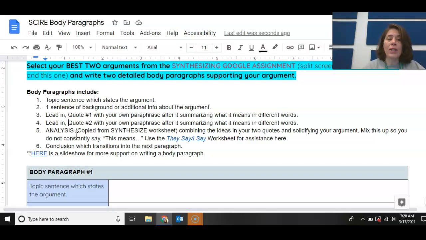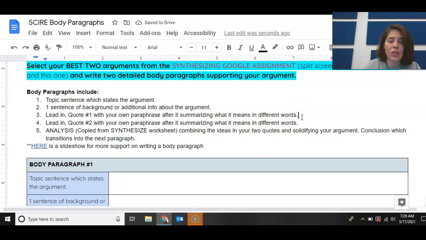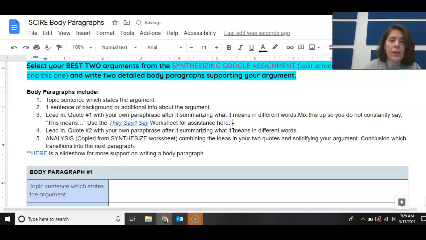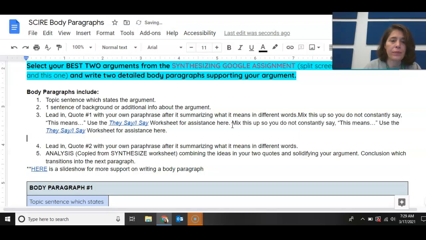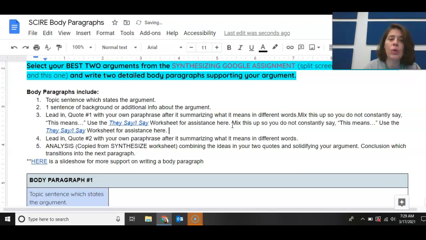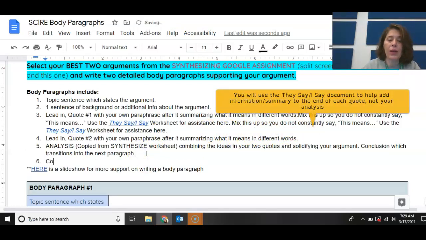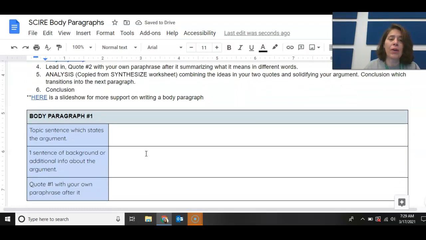Now, you don't want to keep saying, this says, this means, this means. Instead, you want to use this they say, I say worksheet so that you have a varied sentence structure and varied words, all right? And that's actually going to go with these. So let's put this here and right here. And I'm going to show you a great example of this, all right? Now, after your analysis, you will have one more thing, and that is your conclusion. So let's take a look at body paragraph 1.